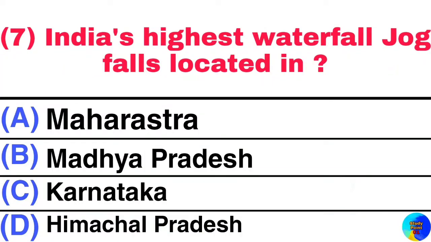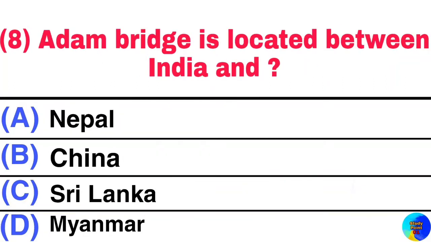Question number 7. India's highest waterfall Jog Falls located in? A. Maharashtra, B. Madhya Pradesh, C. Karnataka, D. Himachal Pradesh. Answer. Karnataka. Question number 8. Adam's Bridge is located between India and? A. Nepal, B. China, C. Sri Lanka, D. Myanmar. Answer. Sri Lanka.